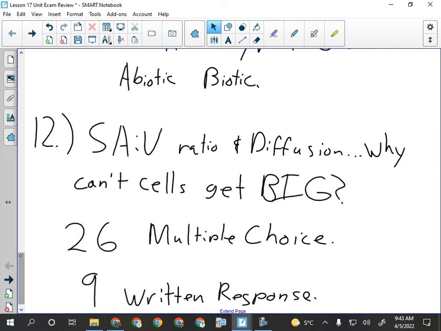Okay, so as I said, things that are in the multiple choice: there's some stuff about microscopy techniques, there's some stuff about plant structure and modes of nutrition. There's some stuff about cell transport. A few things about parts of the cell.